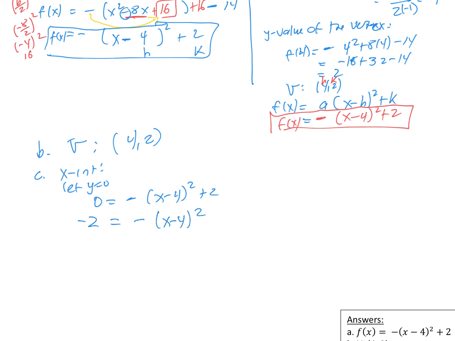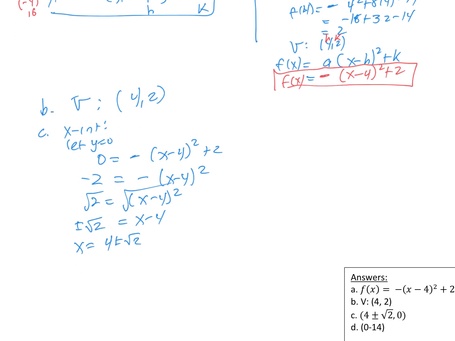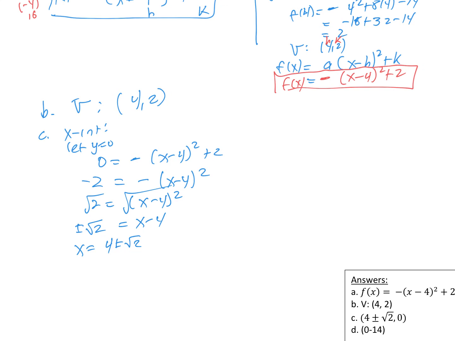Divide both sides by negative 1. So 2 is equal to the quantity x minus 4 squared. Take the square root of both sides. Don't forget the plus or minus. So now we have x minus 4 equals plus or minus radical 2. Adding 4 to both sides, we get x equals 4 plus or minus radical 2. And if we're going to write these as x-intercepts, write them as an ordered pair. So the x-intercepts are 4 plus or minus radical 2, comma 0.